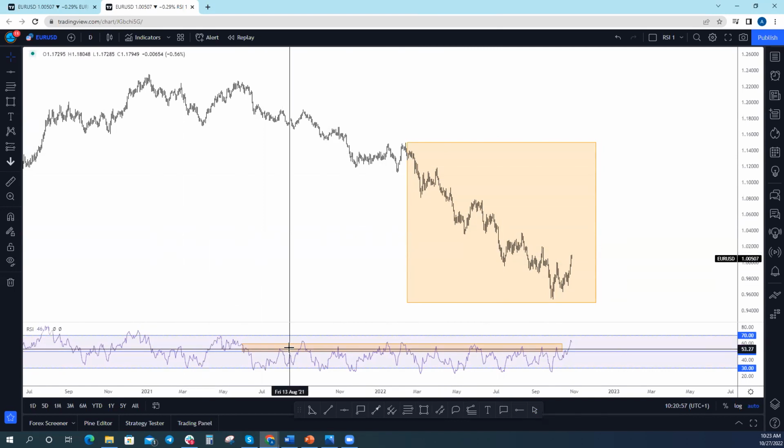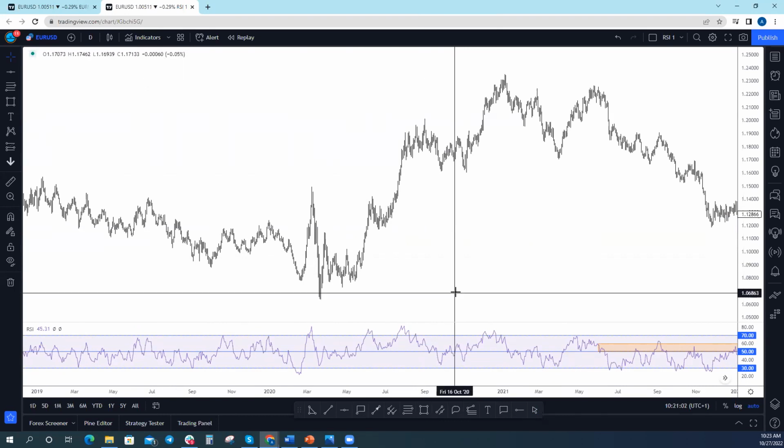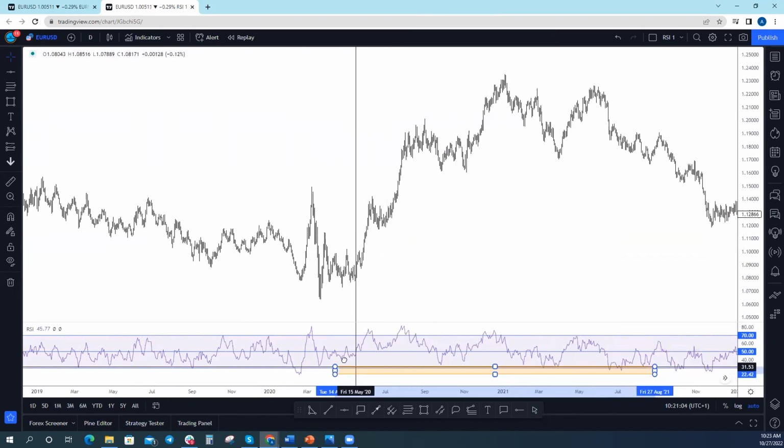And this between 60 and 50 also occurs in uptrends. So let me just try and find an example of this.